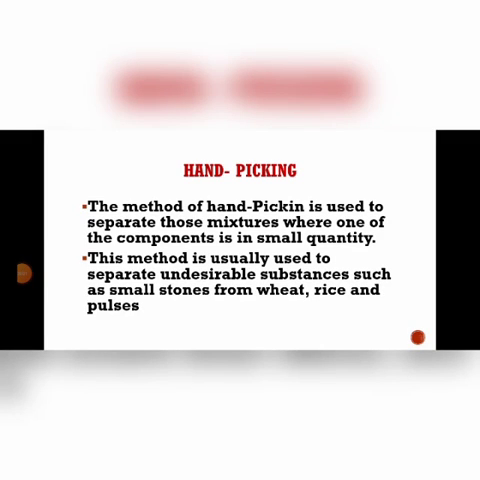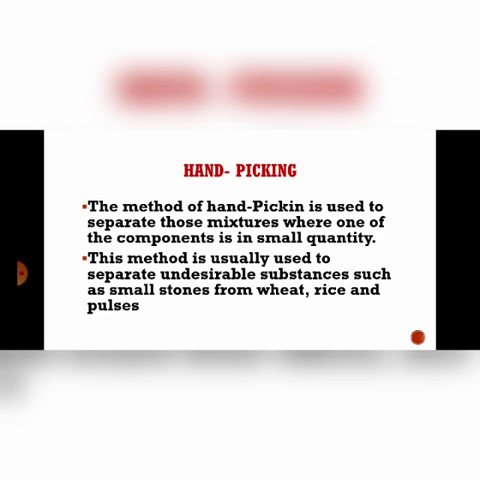Hello, students. The chapter Separation of Substances has started. I told you about mixtures and pure substances. Now, the next topic is hand picking.